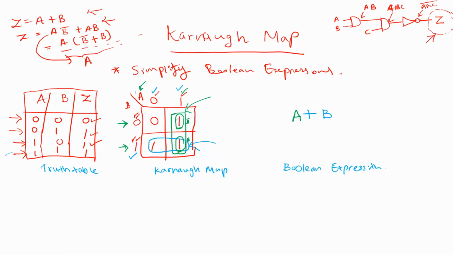Right? We got a truth table having input and output. We don't know what the Boolean expression is. Right? What we did was we created a Karnaugh map and then we generated the Boolean expression.